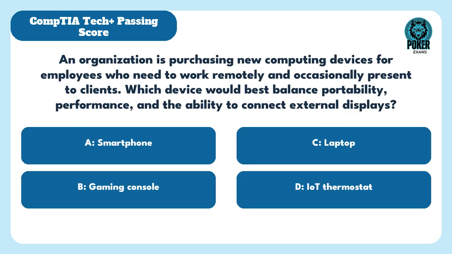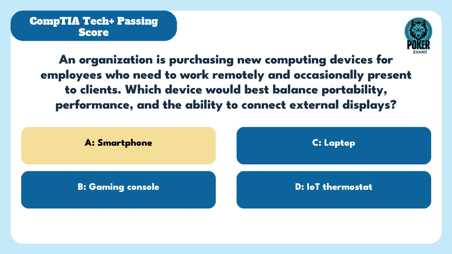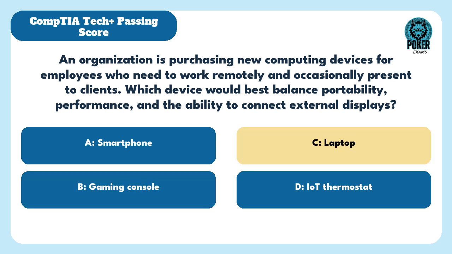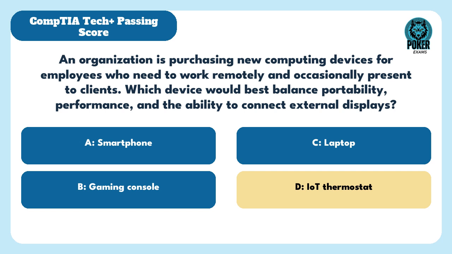Question 5. An organization is purchasing new computing devices for employees who need to work remotely and occasionally present to clients. Which device would best balance portability, performance, and the ability to connect external displays? Option A, smartphone. Option B, gaming console. Option C, laptop. Option D, IoT thermostat.